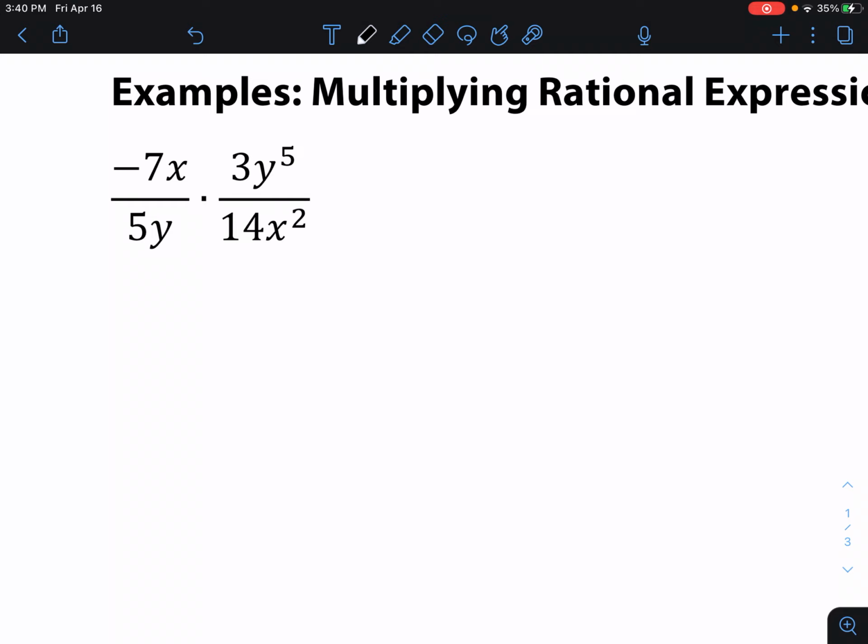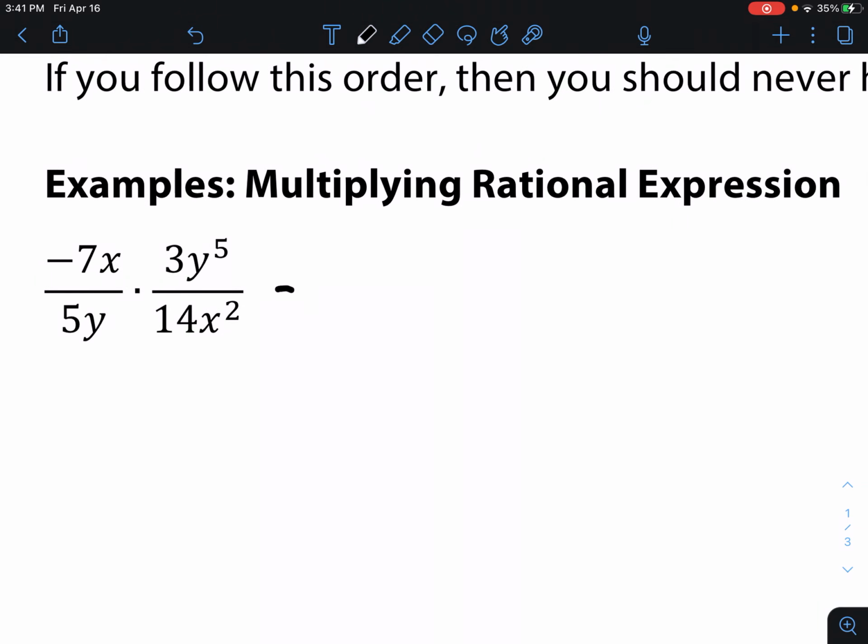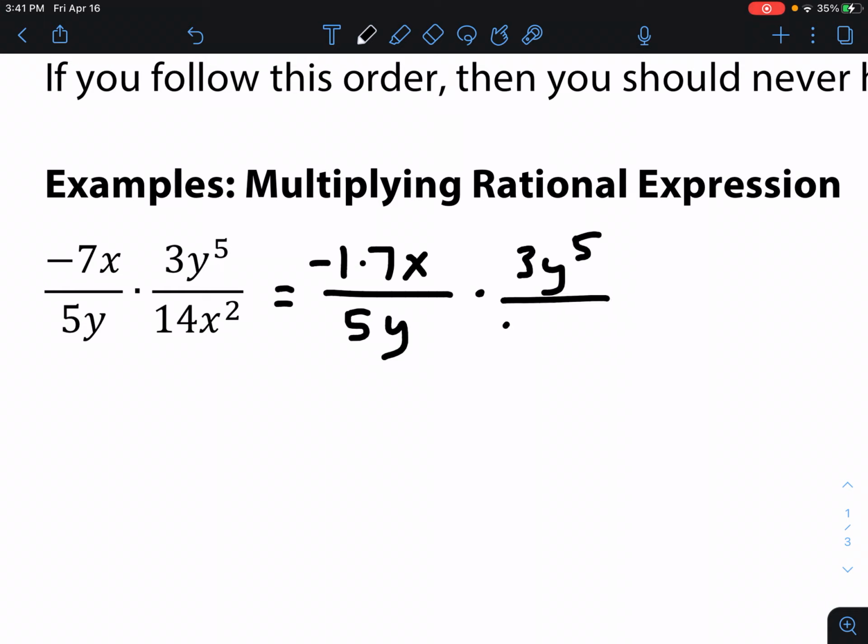I think we should go ahead. How do we want to do this? So the numbers are kind of the hard part on some of these, but the variables we could do multiple different ways. And I guess it kind of depends on you, what you prefer, but here's what I'm going to do. I'm going to rewrite this as -1 times 7x over 5y times 3y to the 5th over 2 times 7x squared.